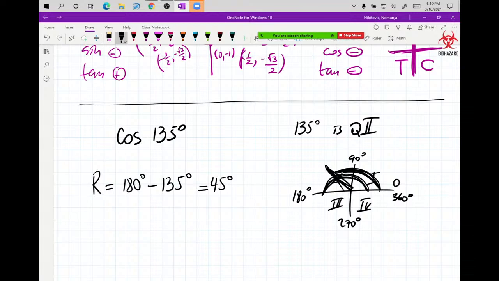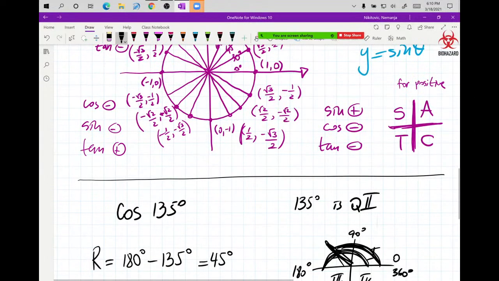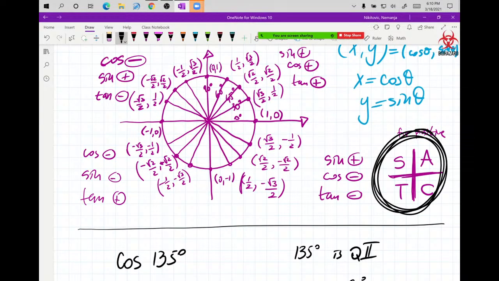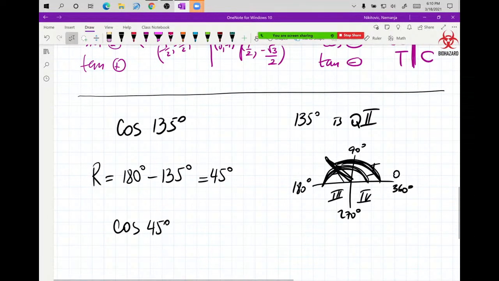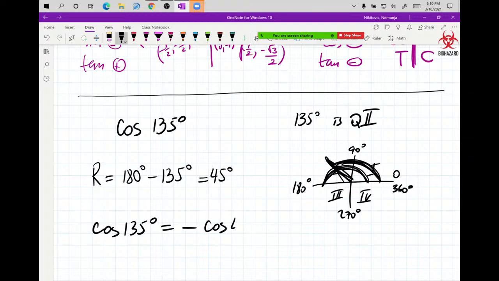Great. So I'm now supposed to solve cosine of 45. Yeah, that's easy. I have that in a chart. But I still have to do this, because I need to know whether the cosine is positive or negative in the second quadrant. And the cosine is negative. So I can write that the cosine of 135 degrees is equal to the negative cosine of 45. So the negative is from All Students Take Calculus, and the 45 is the reference angle.